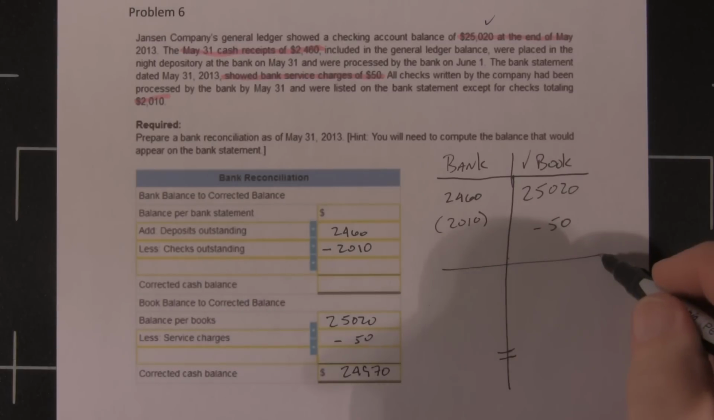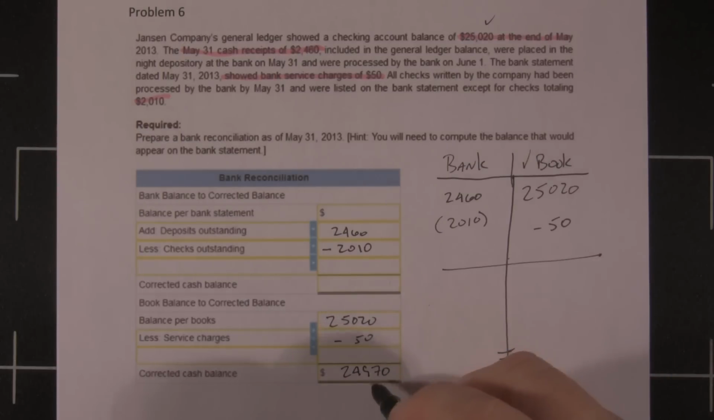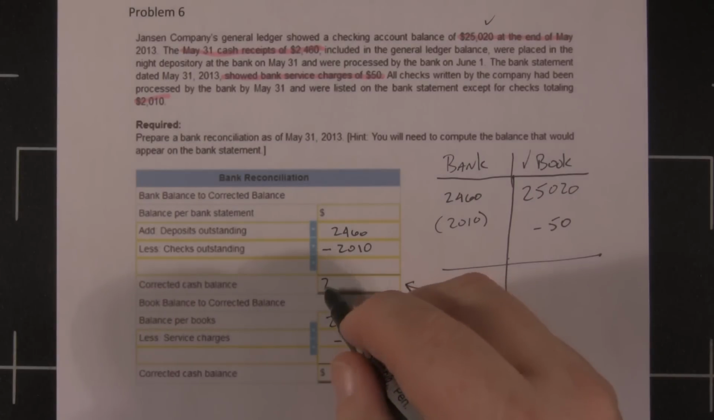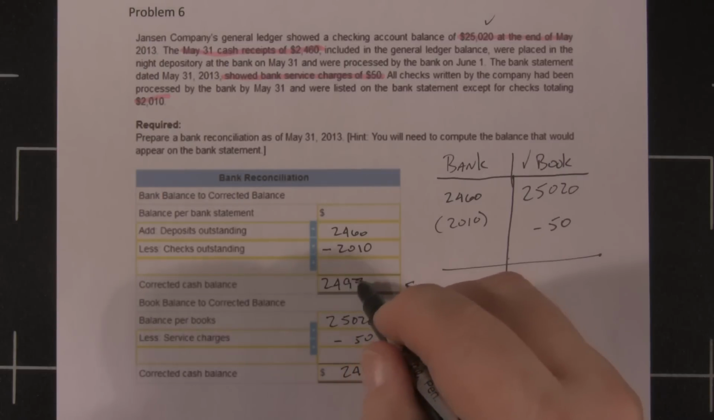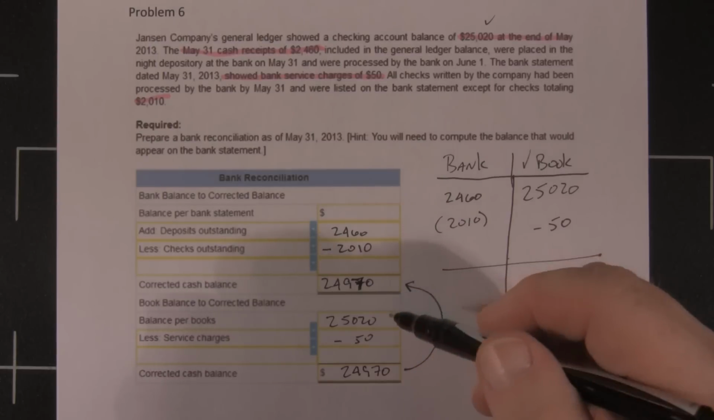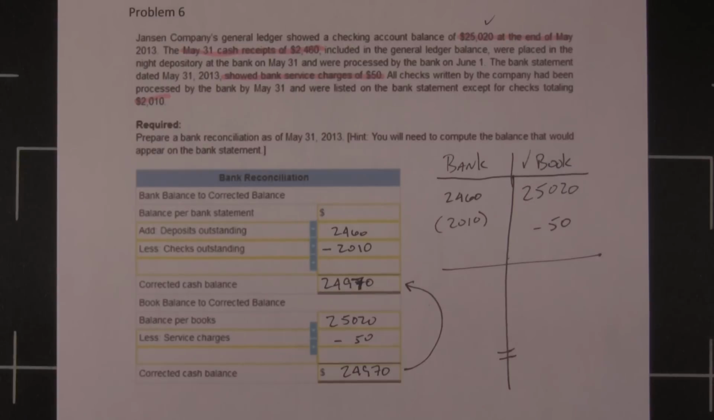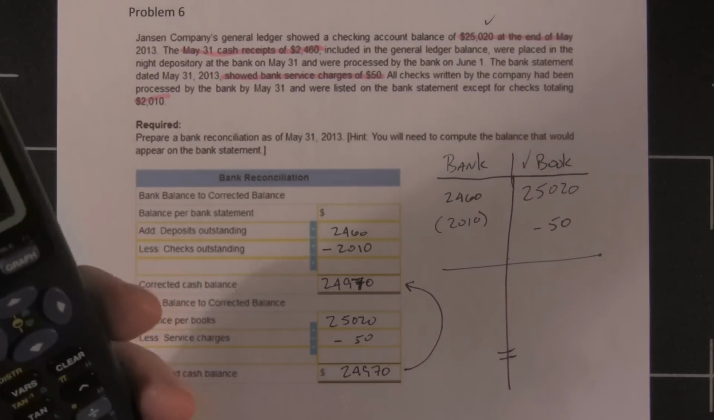We know that. So now we have to go back and work backwards, okay? So the corrected cash balance here is $24,970, okay? And then we have to work our way back up through that. We have to add $2,460 and subtract $2,010. And I'm not even going to try to do that in my head.